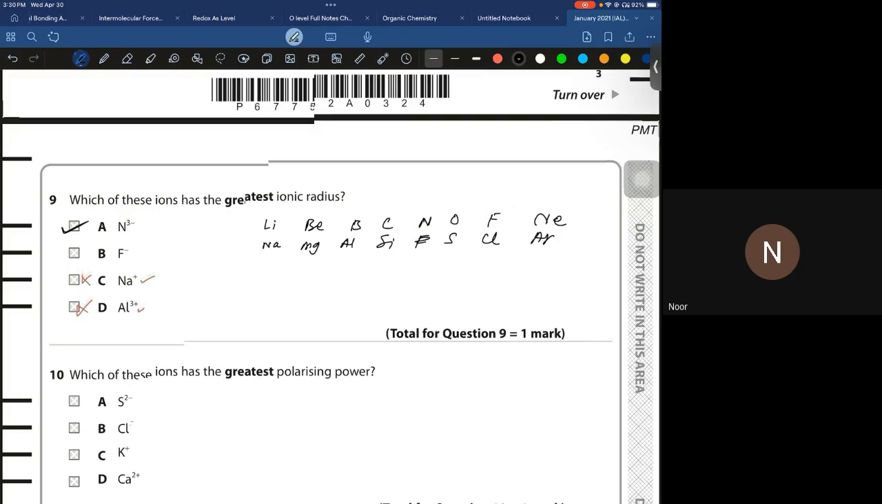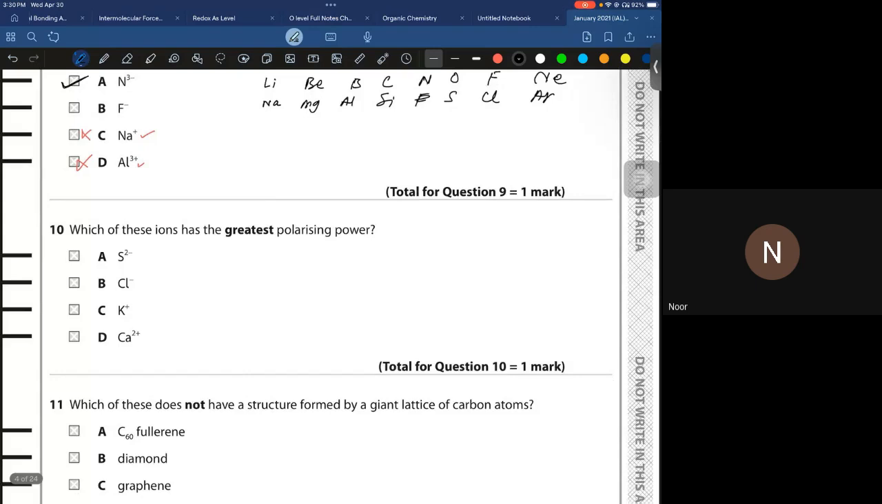Okay. Question 10. Which of these ions has the greatest polarizing power? Polarizing power depends upon multiple factors. Anions are not going to polarize cations. So options A and B are wrong.